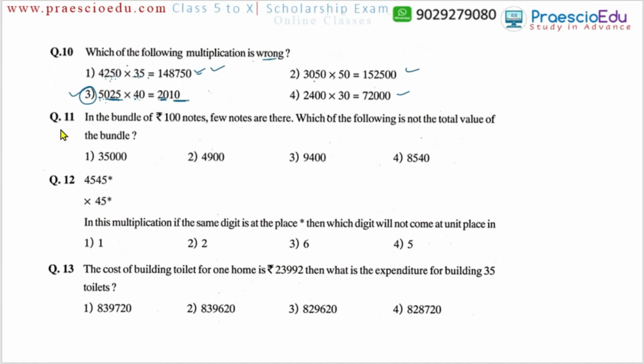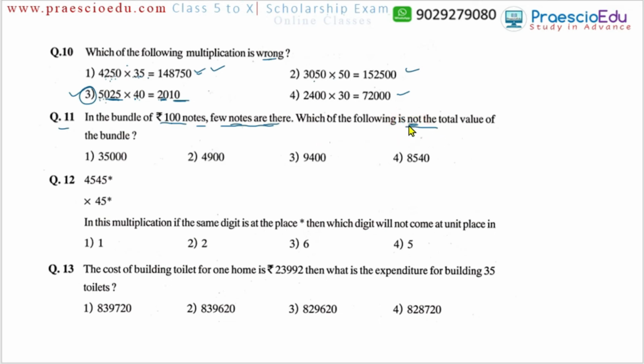Now, question number 11. In the bundle of rupees 100 notes, a few notes are there. Which of the following is not the total value of the bundle? In the question it is mentioned that a few notes are there. The total quantity of the notes is not given. Okay, but the value of one note is given, meaning a 100 rupees note. And the question asks which of the following is not the total value of the bundle.